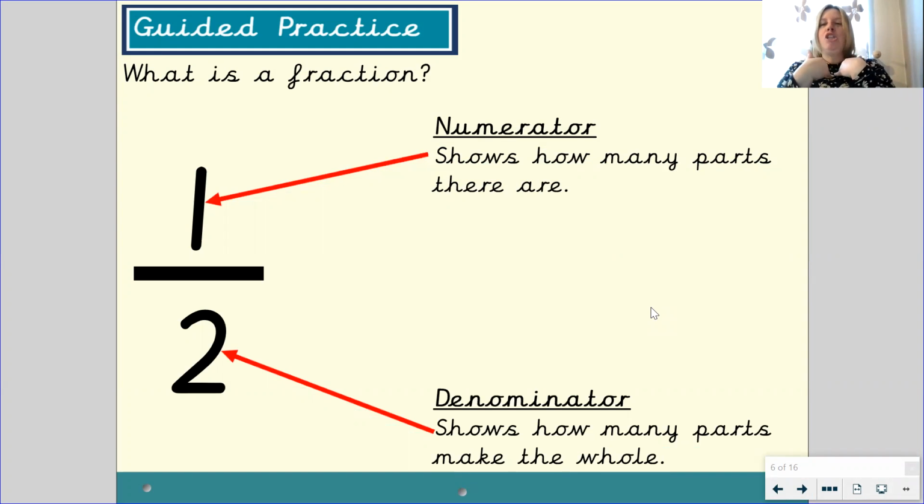Numerator. And the numerator shows me how many parts there are. So this shows me that there are 1 part. Let's look at the bottom number. This number is called the denominator. Denominator. And the denominator shows me how many parts make the whole. So in this fraction, 2 parts make the whole.